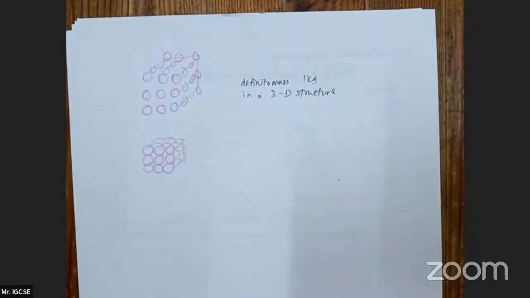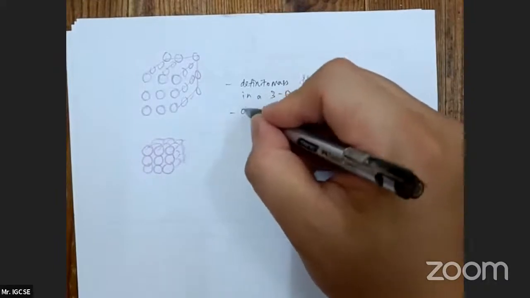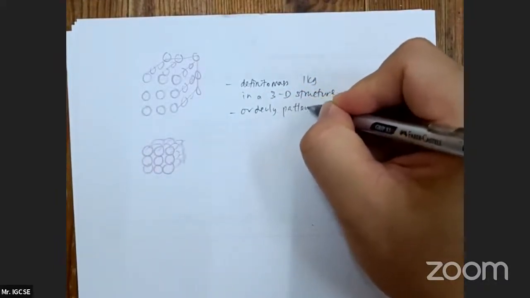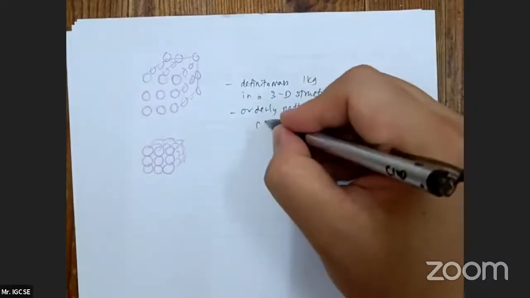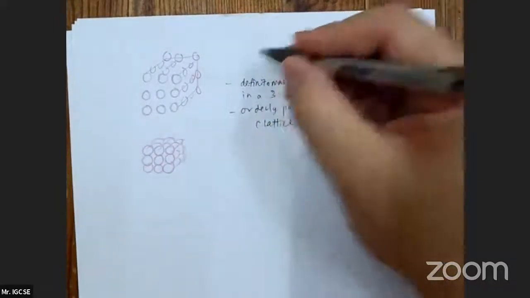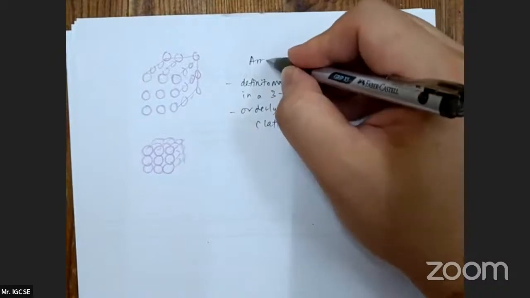In many solids, the particles are arranged in an orderly pattern. This is the so-called orderly pattern. The name we give it is lattice. This is about the property and arrangement.